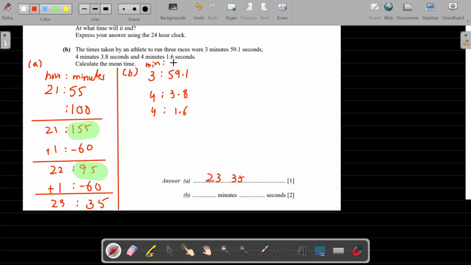This is my minute section, and this is my second section. Okay, let's add them up. By adding them up, you can see that I will be getting 59.1 plus 1.6 plus 3.8. It is 64.5 and it is 11.